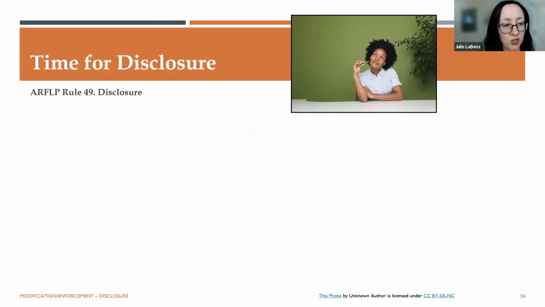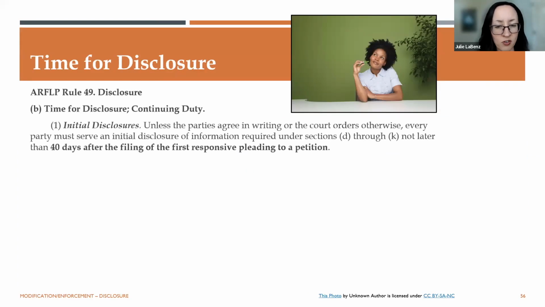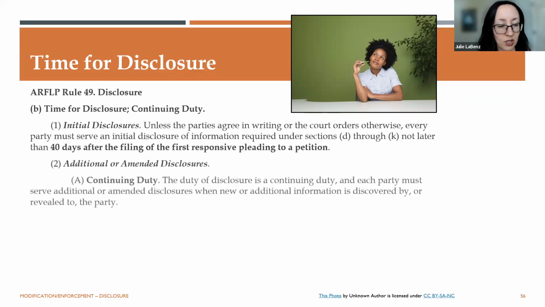All right, we've come to our summary. Remember, for time for disclosure, the general rule is 40 days after filing a response, but in the post-decree context, a response is optional. So the time for disclosure is likely going to be set by the court or agreed to by the parties. So watch your court orders, listen to what happens in court. A disclosure deadline will likely come out.